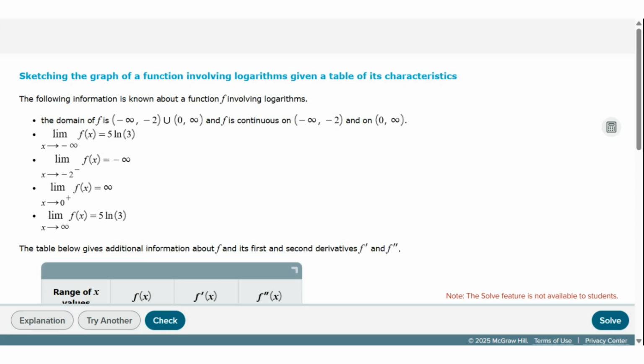And then, as x approaches negative 2 from the left, the function goes down to negative infinity. So that's a vertical asymptote there. And then as x approaches 0 from the right, it goes up to positive infinity. So that's a vertical asymptote there as well. And then on the other side, as x approaches infinity, we also have a horizontal asymptote of 5 times the natural log of 3.